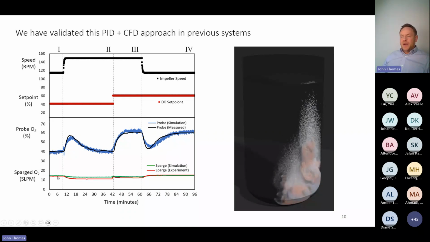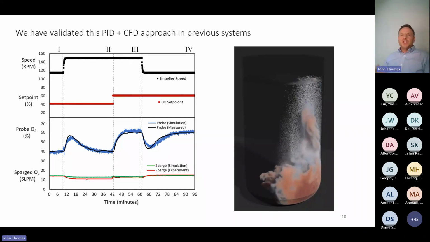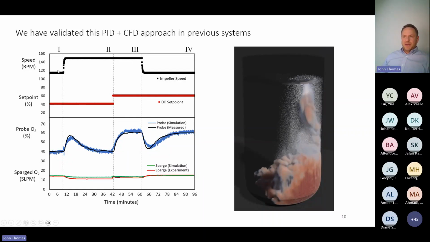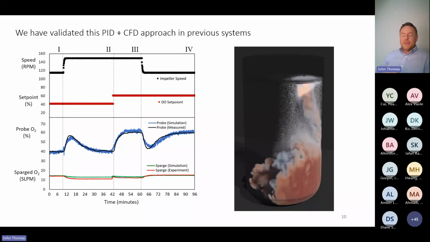Green was what M-Star was predicting as well. So at this point here, we're doing a really good job of getting the right answer for the right reason. So again, we were predicting in the code that you need about 12 liters per minute of gas to realize this DO level with this impeller speed, with this background consumption rate going on in the biomass. We nailed it, which is great.